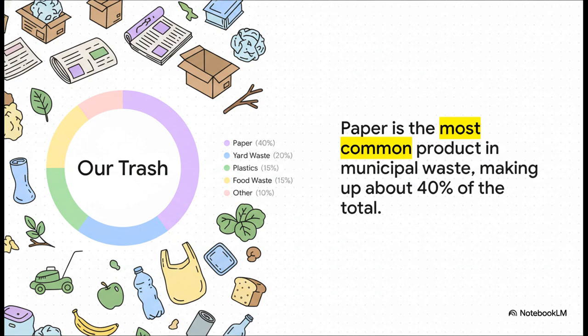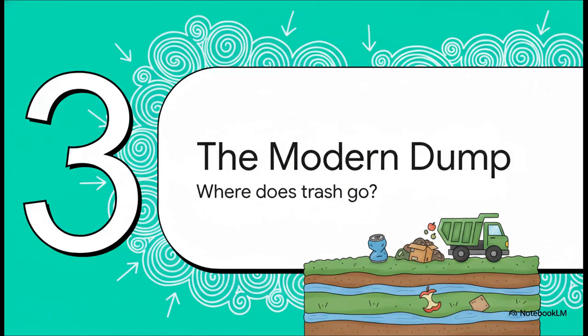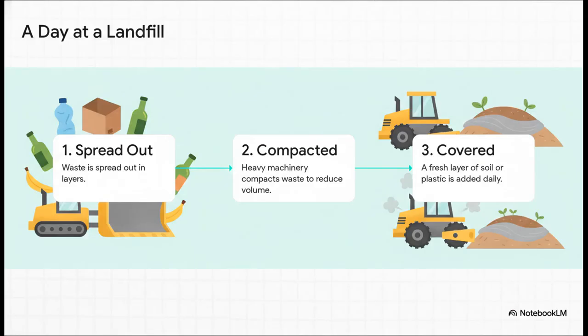The rest is a mix of things like yard clippings, plastics, old food, and other stuff like metal and glass. All right, so we've defined our trash, we've sorted it into categories. So the next obvious question is, where does it all go? Well, for most of our waste, the answer is the modern version of the dump, which we call a sanitary landfill. A modern sanitary landfill isn't just a big hole in the ground. It's actually a pretty complex, engineered facility. The daily routine is pretty simple.